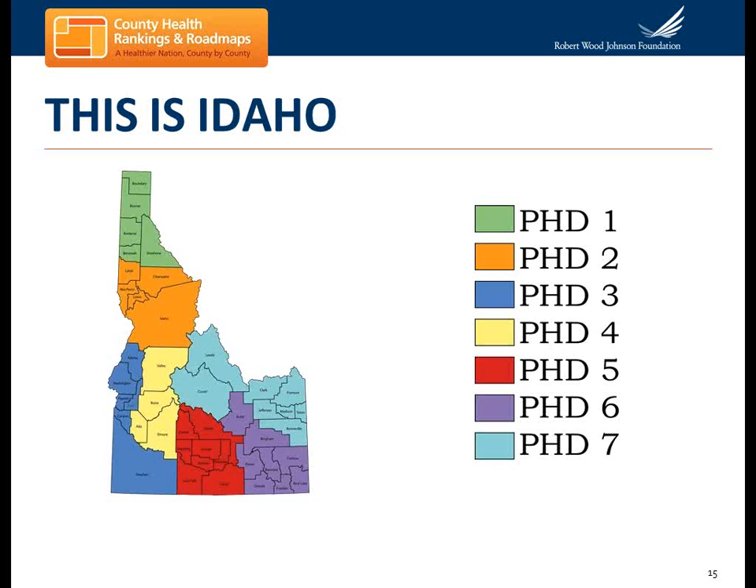Our structure in Idaho, our public health local structure, is a regional or district system. So what you see here in the colors are the 7 districts, local public health districts in Idaho. Where you see PHD 2 in that orange color, those are the 5 counties that I am overseeing in the job that I do as the director for a district public health system.